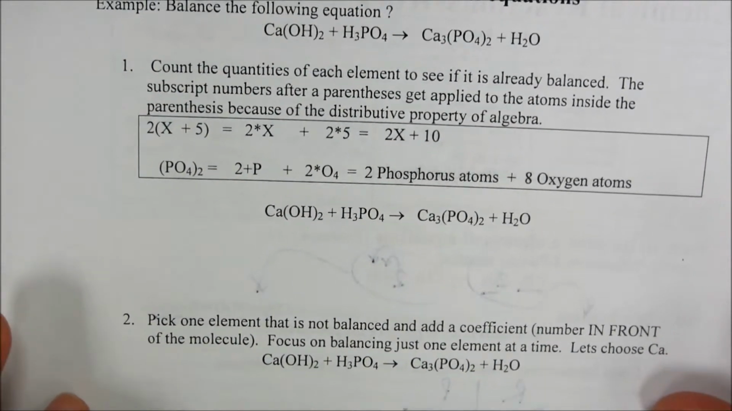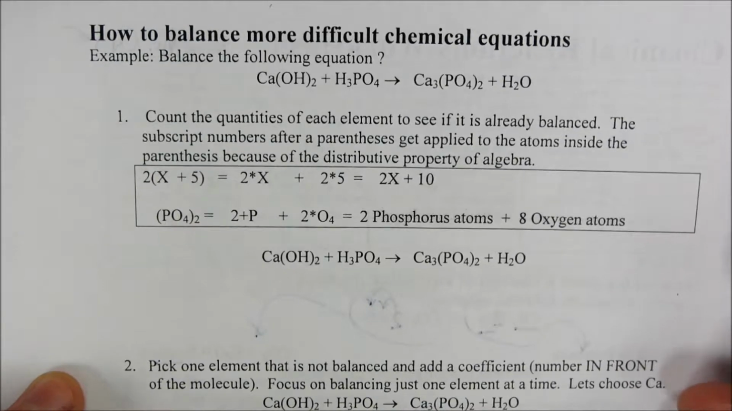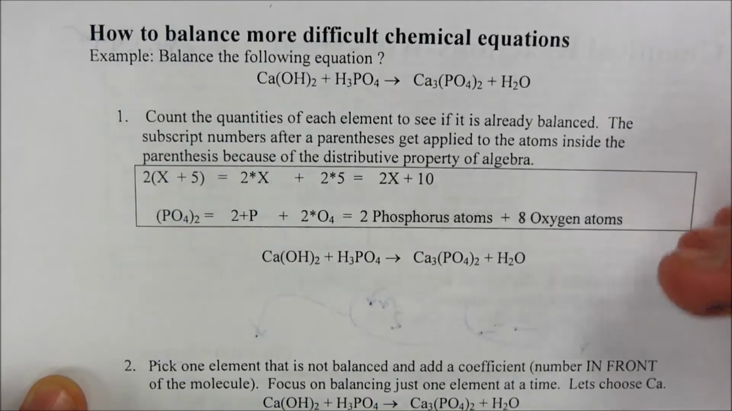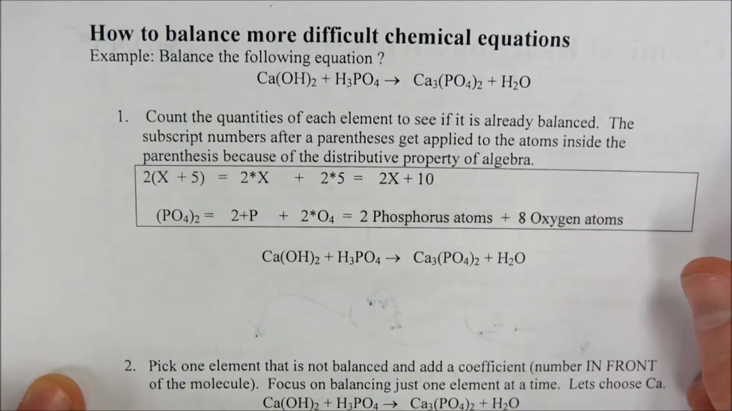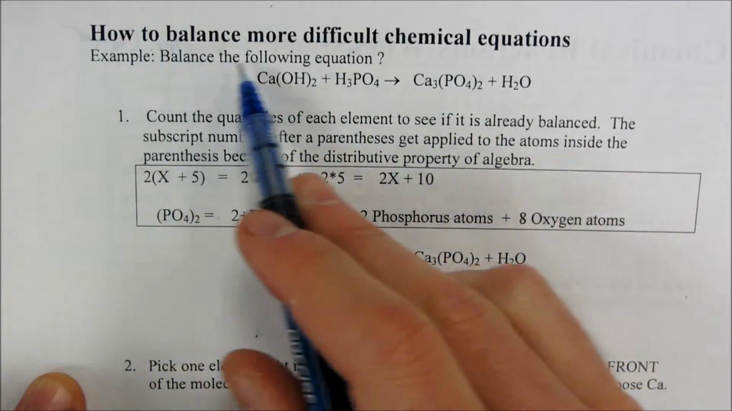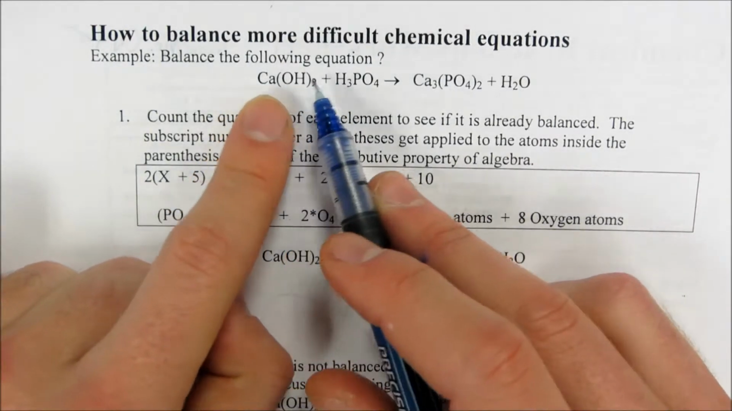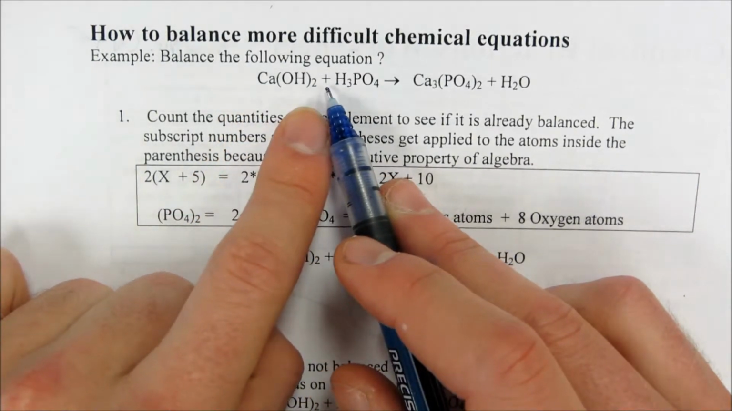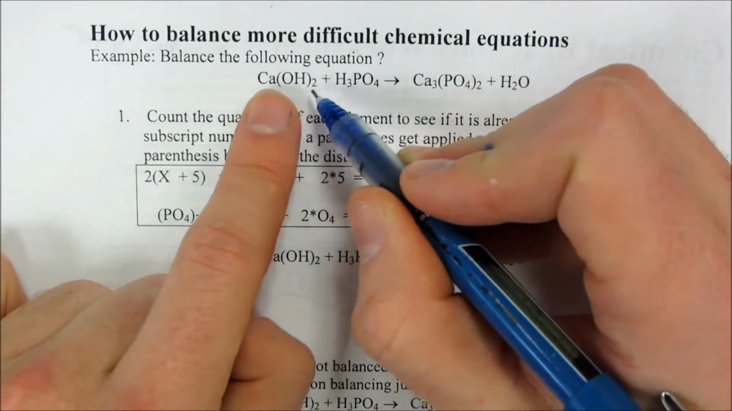Okay, now we're on the back side of the worksheet, the side that says how to balance more difficult chemical equations. So the front page was just basically review of what we've already done. Now we're going to try some slightly harder things. So if we have this chemical equation, calcium plus OH2, what that basically means is we have two OHs.